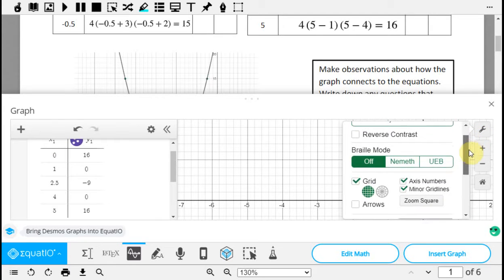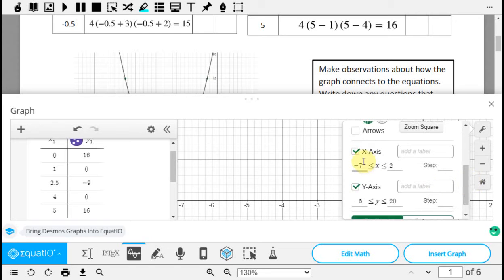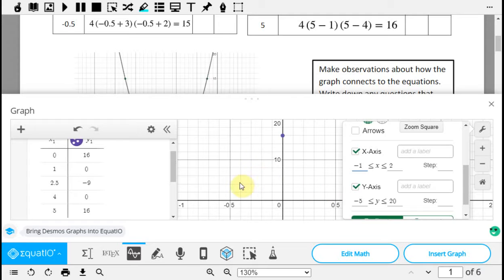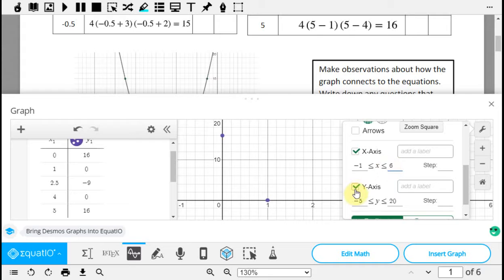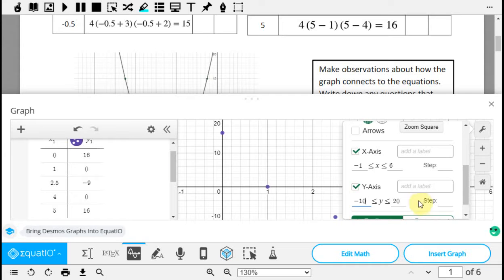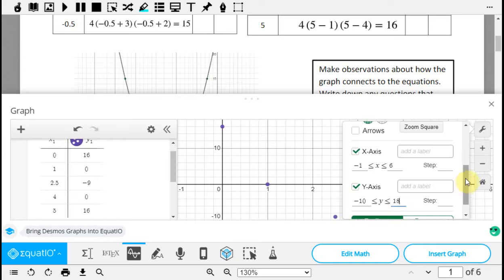Coming into the tool here for setting the values of the graph, it goes from 0 to 5. So let's go a little bit to either side. So let's go from minus 1 to 5, or 6. And then let's go from the lowest point, which is minus 9. So let's go from minus 10. The highest point is 16, so let's go to 18. They wouldn't have to be those values, but something that shows us all of our points.